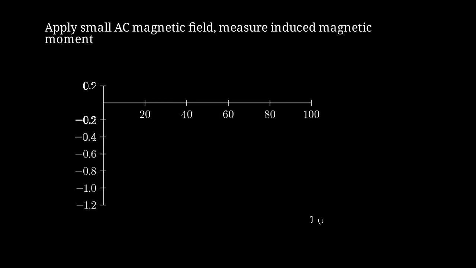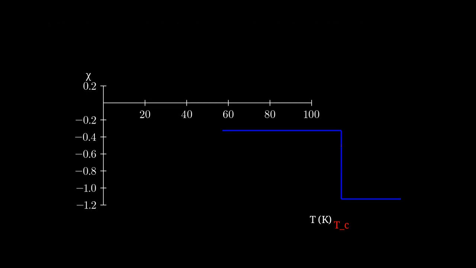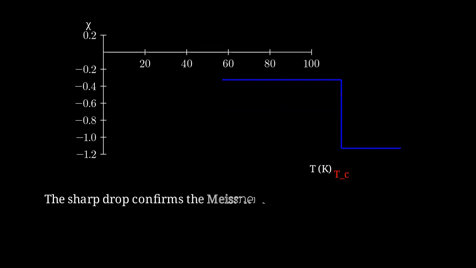Here's a typical AC susceptibility versus temperature plot. Above Tc, Chi is nearly zero, the normal state. Below Tc, Chi drops sharply to -1, indicating perfect diamagnetism. The sharp transition at Tc is the signature of the superconducting phase transition. The sharp drop in susceptibility at Tc confirms the onset of the Meissner effect. This is direct experimental evidence that flux expulsion occurs precisely at the superconducting transition.